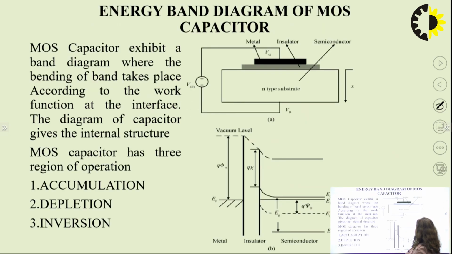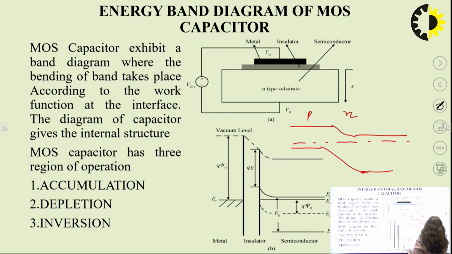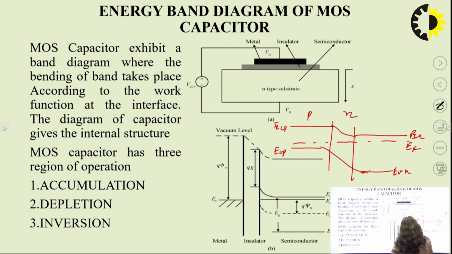Next we have the energy band diagram of the MOS capacitor, as we have already discussed the energy band diagram of the PN junction. So we have a PN junction like this. The energy band diagram is like this, and we have EF, the Fermi level, here. We have EV and EC for the P side, and similarly for the N side we have ECN and EVN, and this is your depletion layer or the barrier.